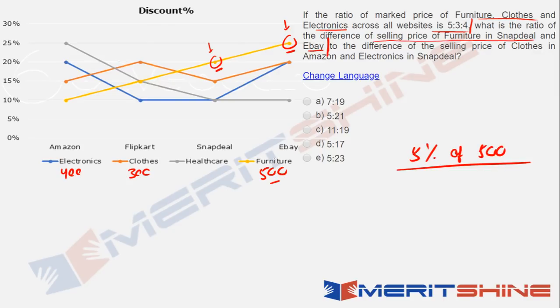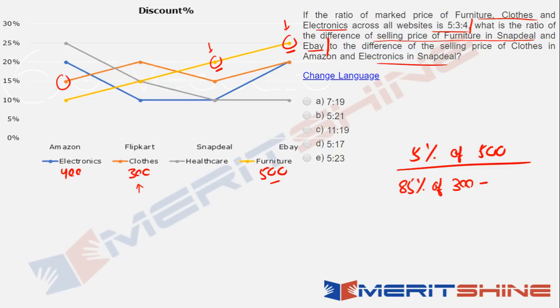Now let's come to the denominator here. Difference of the selling price of clothes in Amazon. Clothes is at 300. Clothes in Amazon, where is it? This is this discount, 15%. So 15% discount means selling price would be 85% of 300. This is one value. And if you look at this, what is the second value?